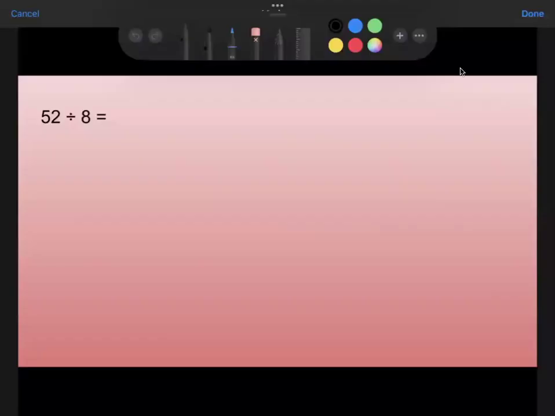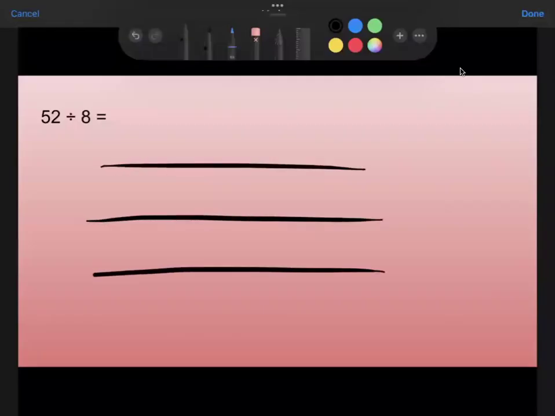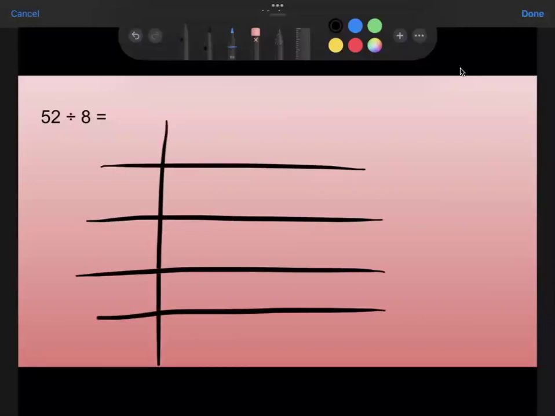Okay, here's our next example. This is 52 divided by 8. So I'm going to show you this row or box method for this. What I'm going to do is make some rows here, and I'm going to put a line here. So it kind of looks like one of those lined pieces of paper. We are dividing by 8, so I'm going to put divided by 8 up here at the top.